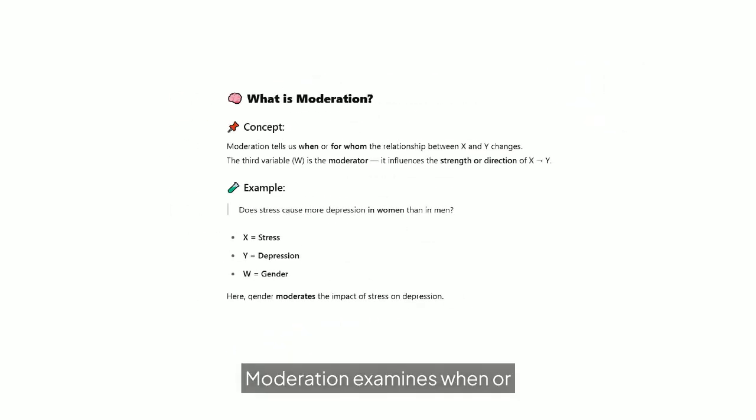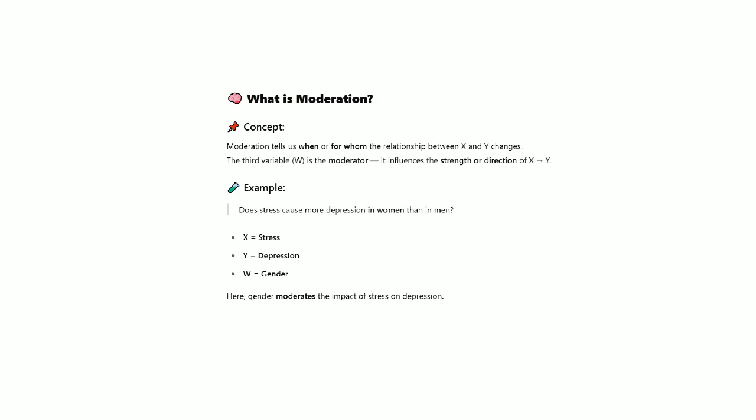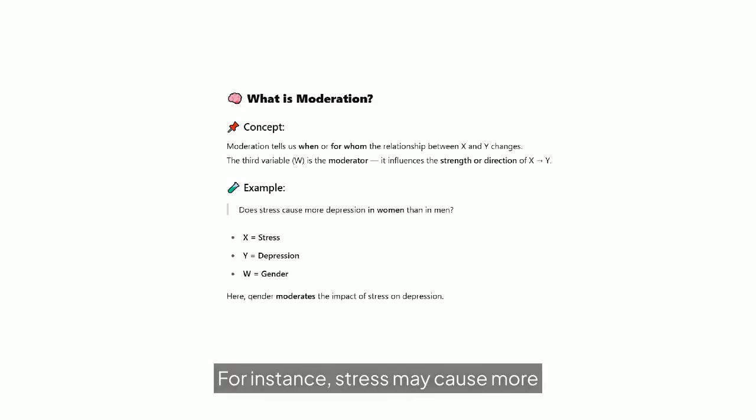Moderation examines when or for whom the relationship between variables changes. For instance, stress may cause more depression in women than in men, with gender acting as the moderator. This concept is vital for understanding how different factors influence the strength or direction of relationships in your data.